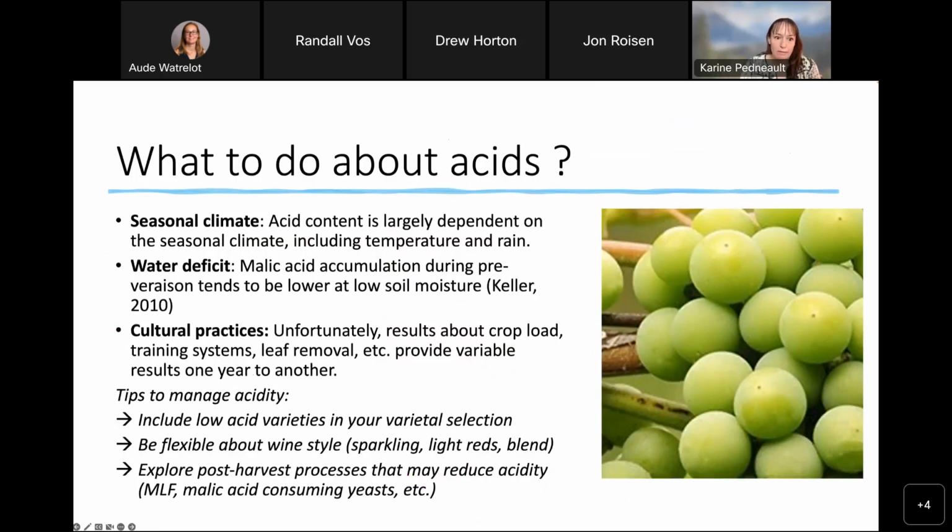So what to do about that? From the literature, when we look at what's going on with TA and cultural practices and seasonal climates, we see that in general the seasonal climate is the main factor affecting the acidity that you will get in your berries at the end. So if you have cold temperature and a lot of rain, it's likely that you're going to have a high acid year. Another thing is water deficit. We usually don't get much water deficit in the north, at least in Quebec. I would say the soil is usually quite wet, despite the drainage and despite the efforts that growers are putting in to decrease the level of moisture in the soil.